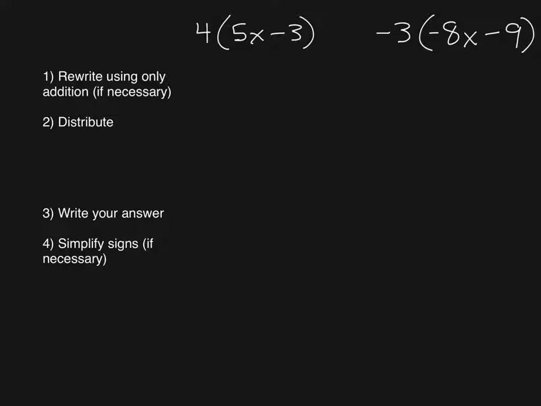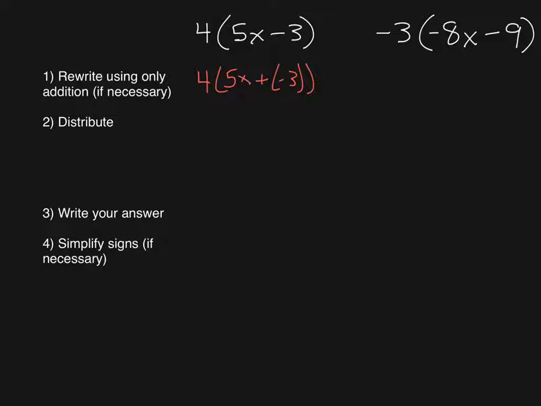We can use the same strategy when we have algebraic expressions with positive and negative numbers. Now, the first thing we want to do with these problems is make sure we rewrite it using only addition so we can clearly identify each term. So 4 times 5x minus 3, I'm going to rewrite this as 4 times 5x plus negative 3. And now we can clearly see that I have a positive 5x and I have a negative 3 inside the parentheses, right? This is similar to the step we did when we were combining like terms.